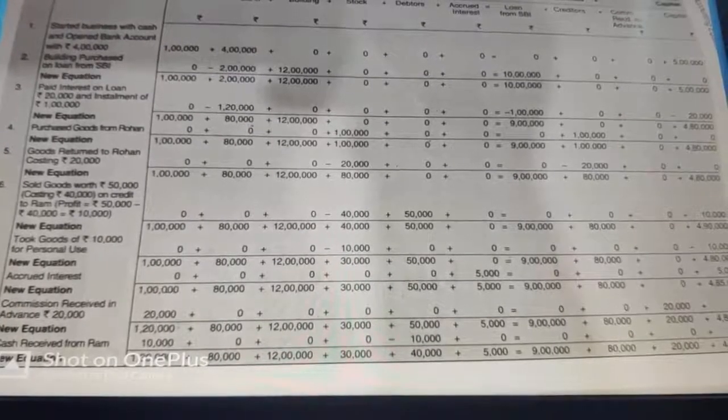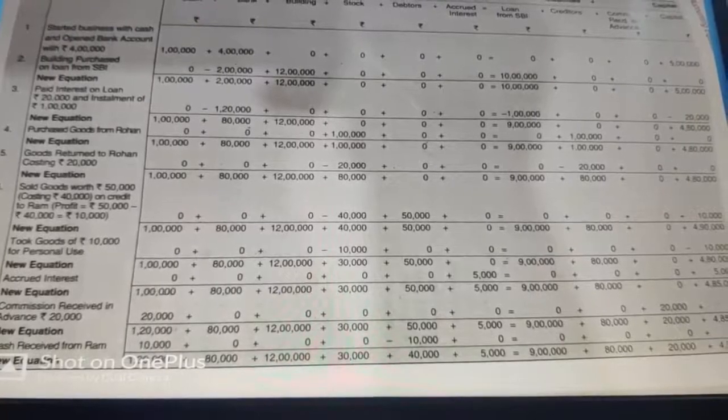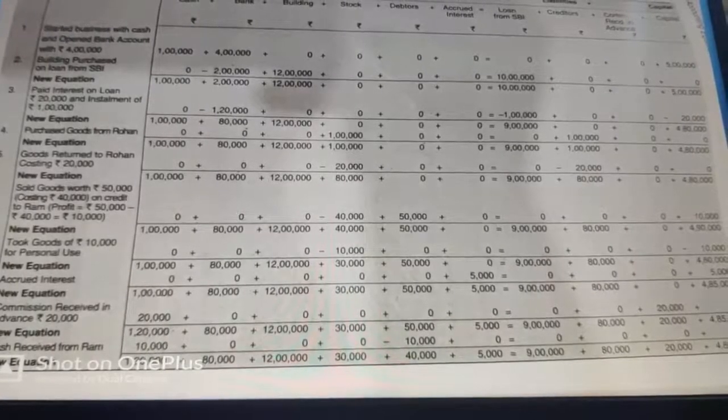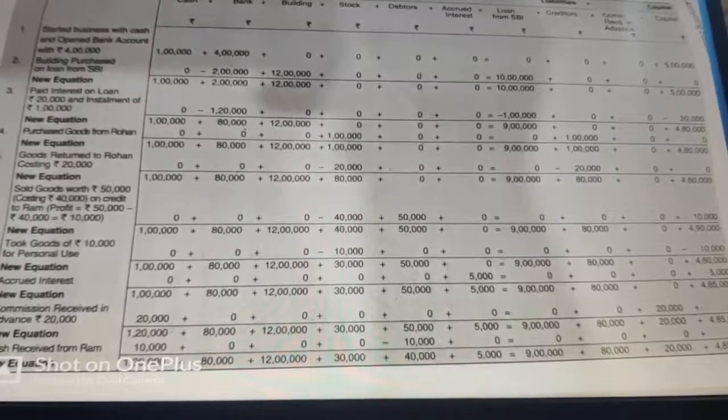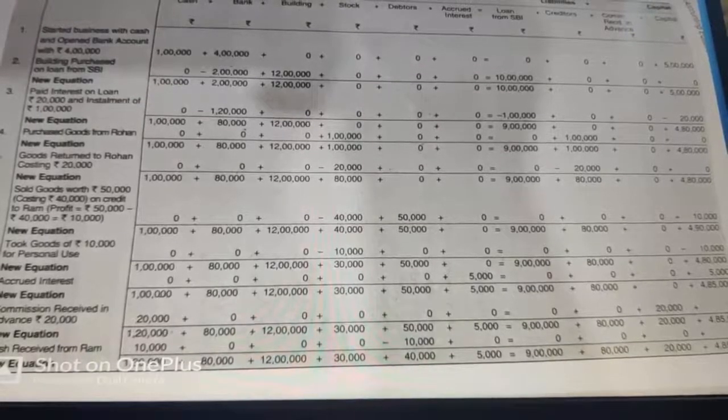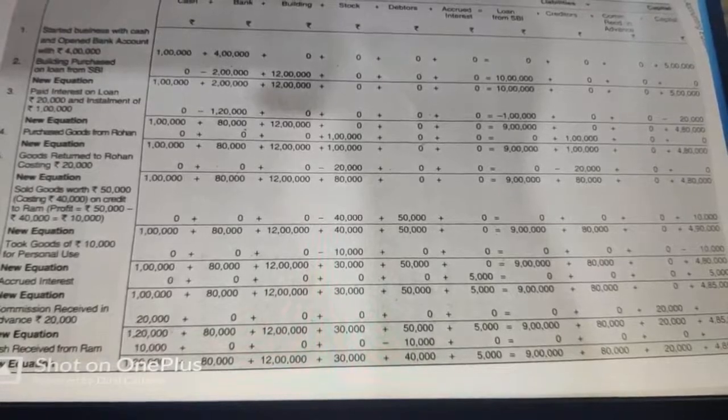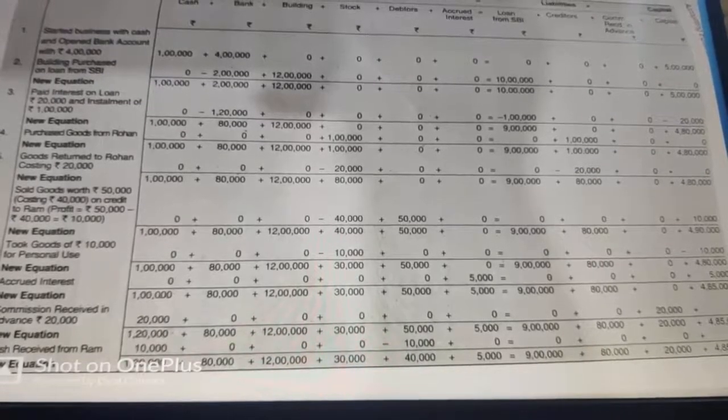Students, as we were doing chapter number 5, accounting equation, and as in the previous class I told you, today I'm going to teach you the basic format of preparing the accounting equation. Let us first start with that.